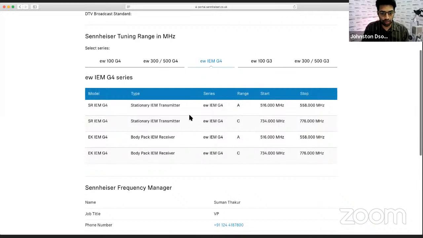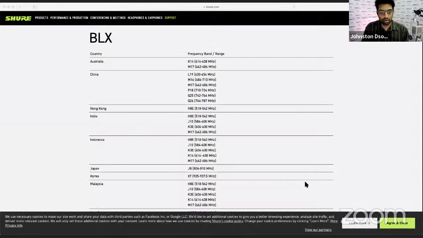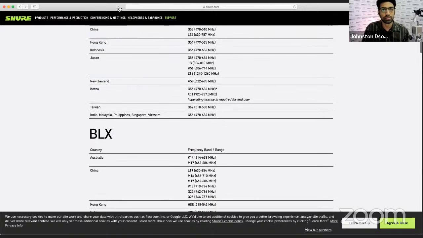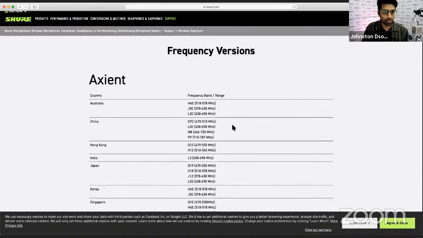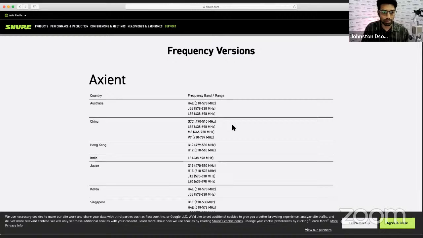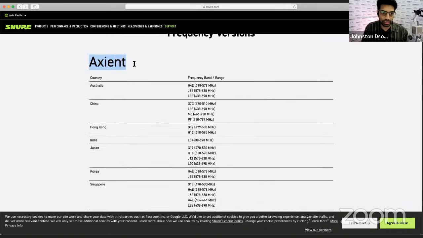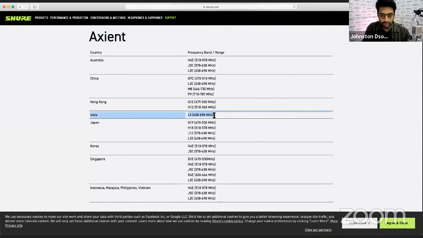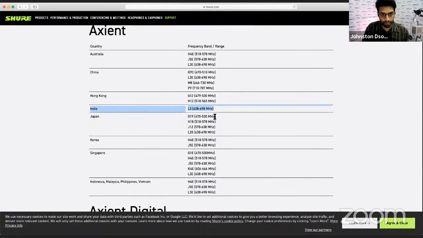Let me show you another one. Okay, can you see this? This is the Shure site. So here again, this is the Shure Axient series. This is Axient analog series. You can check out India here. So India comes under the L3 band, 638 to 698 megahertz. This series of microphones you'll get for India, you need to make sure that the frequencies are these.